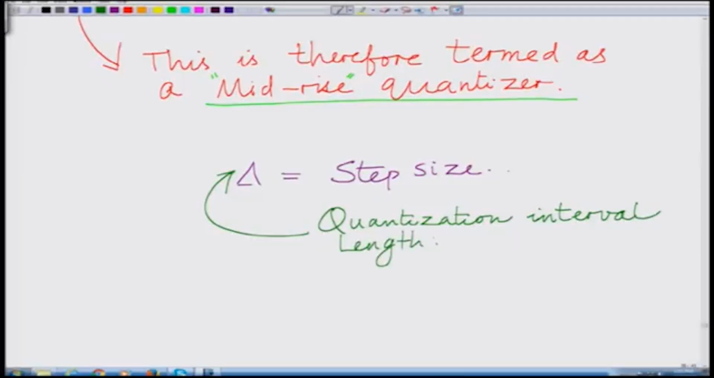Or basically length of the quantization interval. Step size is basically the step from one quantization interval to another, or basically one quantization level to another. Alright. So, this is the step size delta, and this is uniform in a uniform quantizer.